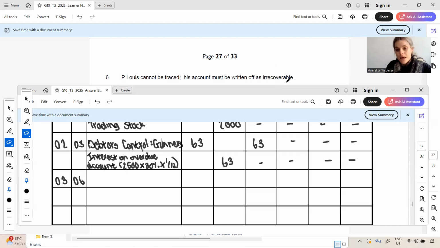Therefore, we have a new bad debts expense. Expenses increase on the debit side. We now have an increase in the expense because we have more bad debts. And then we are going to say that this person now no longer owes us the amount because we have written off their account. So we're going to remove it from that debtor's account with a credit entry. So debtors control, and this is Louis.